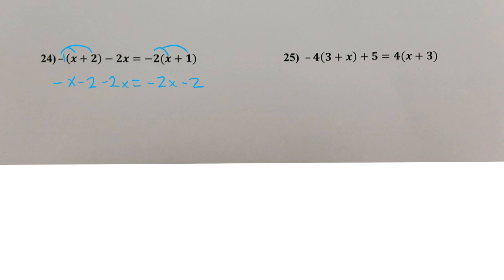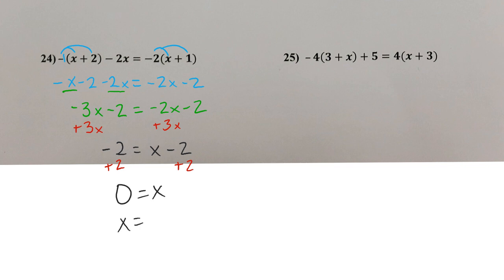Now I'm going to combine my like terms. On the left side, negative x, negative 2x, they come together to become minus 3x, minus 2, nothing happens. Now I'm going to put all my letters on one side, so I'm going to add 3x to one side. If I do it to one side, I have to do it to the other. I end up with negative 2 equals x minus 2. Now I'm going to add 2 to both sides. The reason I'm going to add 2 to both sides is because I want to get rid of the subtraction with the x. So I end up with 0 equals x, or x equals 0.